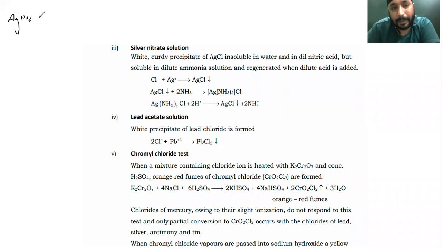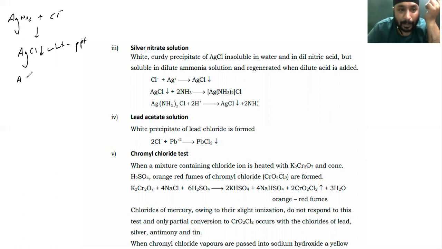Now I have AgNO3. When silver nitrate reacts with Cl minus, it leads to the formation of AgCl, which is a white precipitate. The very same AgNO3 gives a test with Br minus as well as I minus. With Br minus, the same thing comes out as AgBr, which is again a precipitate. I have AgI, which is again a precipitate. Fluoride never gives a precipitate with Ag plus.